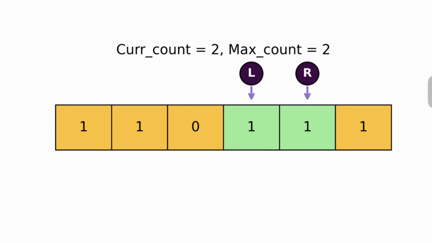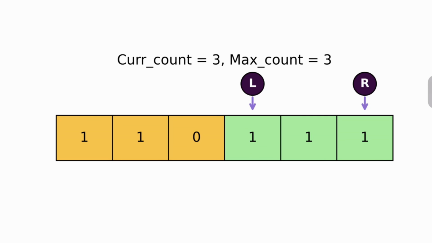Here, the current count is 2, and we can calculate it by right minus left plus 1. And then we compare our current count with the maximum count, and since these two are equal, the maximum count is 2. Then we move our right pointer by 1 again, and we can see that our current count is 3. We compare our current count with the maximum count, and since 3 is greater than 2, we update the maximum count, and we return the maximum count here as 3.